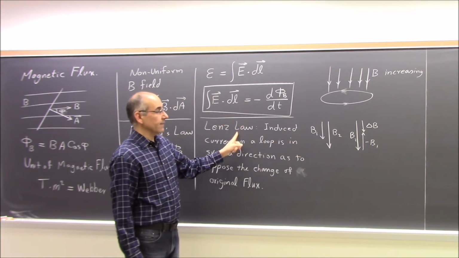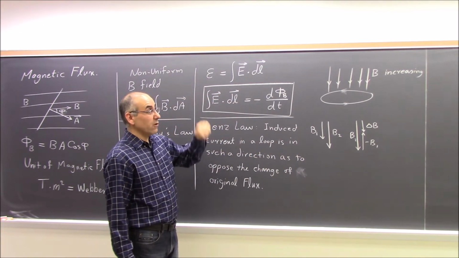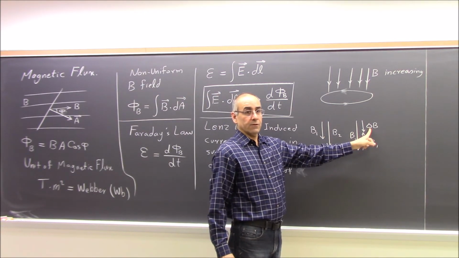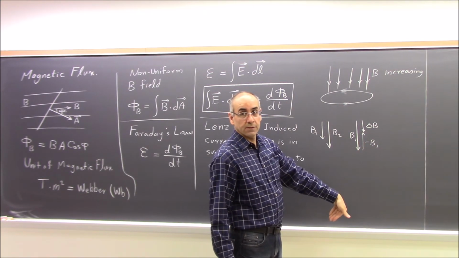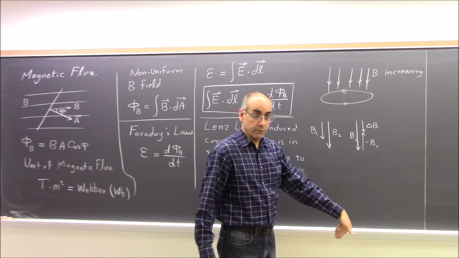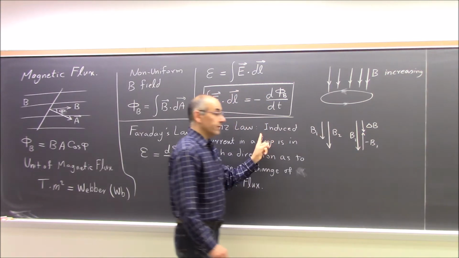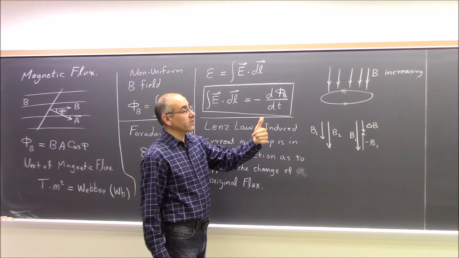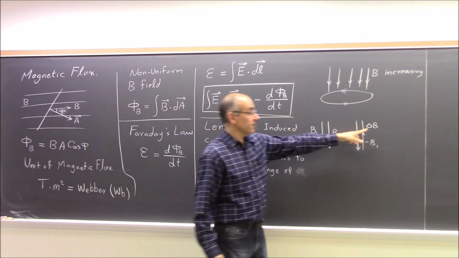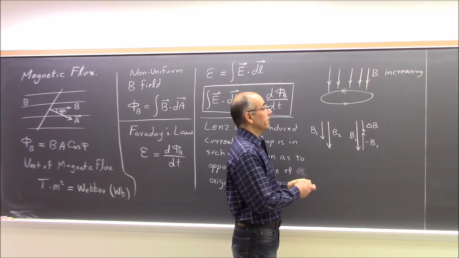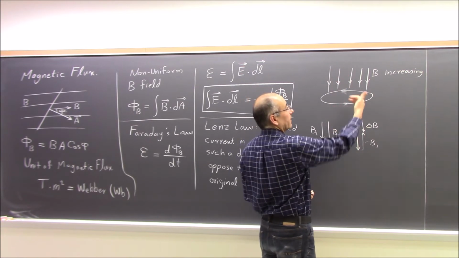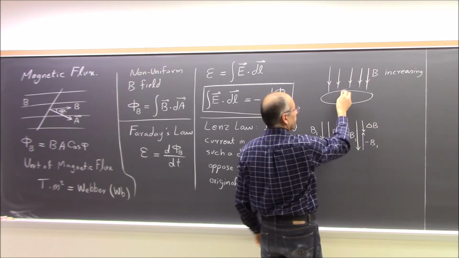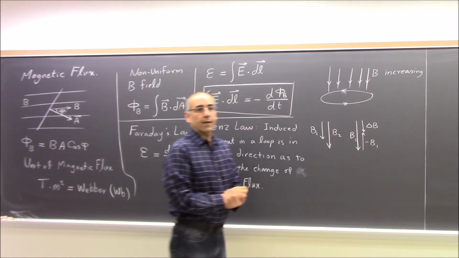Now, Lenz's law says that the induced current creates its own magnetic field that opposes the change in the original flux. So if the flux is downward and it's increasing, it means the change is downward into the loop. So the induced current creates a magnetic field that is opposing that. It means that the magnetic field of the induced current will be opposing this delta B. So it will be up. And then the current has to be, from the right-hand rule, like this, looking from up. It will be counterclockwise. So it is like that.